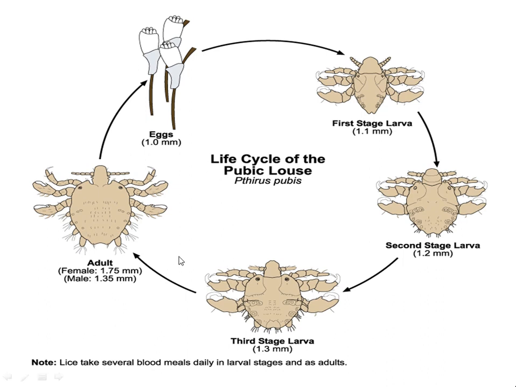And this pubic lice takes several blood meals daily in the larval stages and as adults also. So in order to survive, it will take several blood meals from the body of the host.